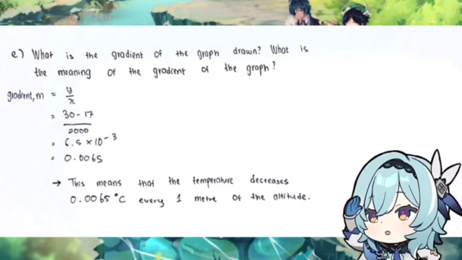For question E, we need to find the gradient of the graph by using the formula m equal to y over x. We need to take 2 points from the graph and divide by the x between them. For example, 30 minus 17 and divide by 2000, which gives 6.5 times 10 to the power of negative 3. Convert this to decimal and we get 0.0065. This means that the temperature decreases 0.0065 degrees Celsius every 1 meter of altitude.